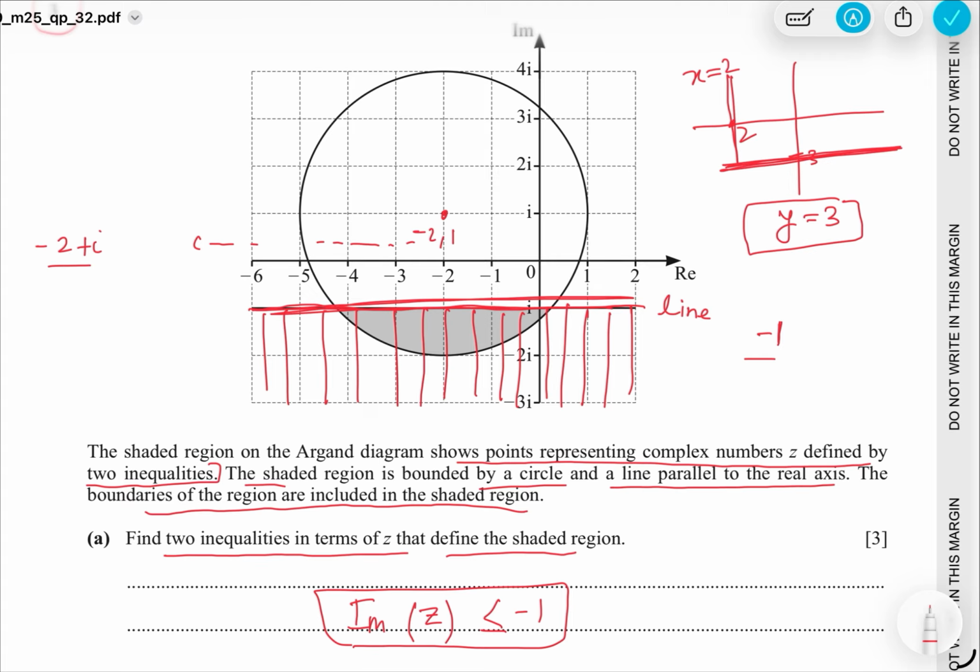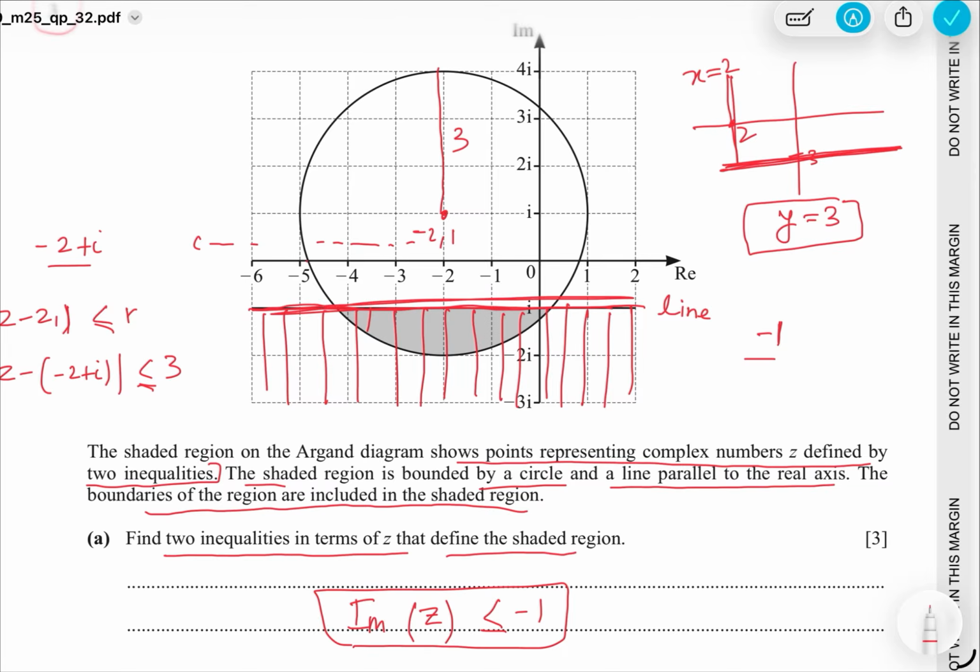All of us know the equation of a circle. Yes or no? What is the equation of a circle? |z − z1| less than or equal to, or greater than or equal to, r. What is the radius of this circle? It is 3. So what would be the equation of this circle? The equation would be |z − (−2 + i)| less than or equal to 3. Why less than or equal to? Because we are shading the inner part, and equal to because we are including the boundaries.